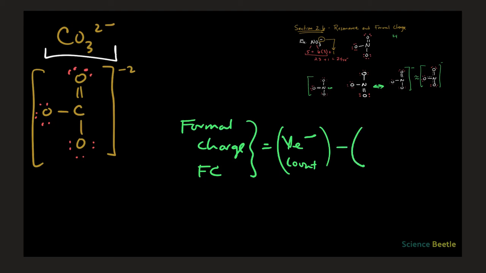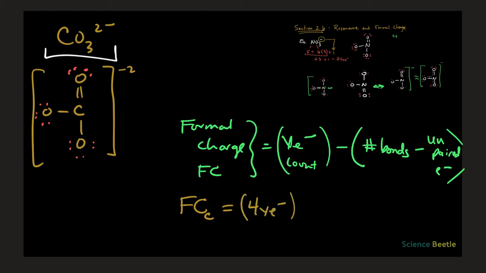You're going to subtract the number of bonds. And then you're also going to subtract the number of unpaired electrons. Okay. And so if we look at these numbers here, let's go ahead and calculate the formal charge for this particular carbon. So the formal charge of the carbon is going to be equal to the valence electron count for carbon, and that would be 4 valence electrons. And we're going to subtract this from the sum of the number of bonds.